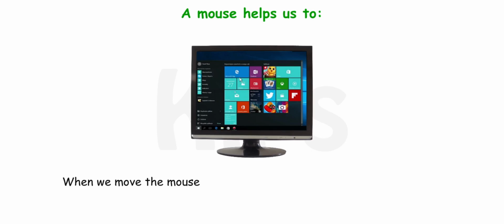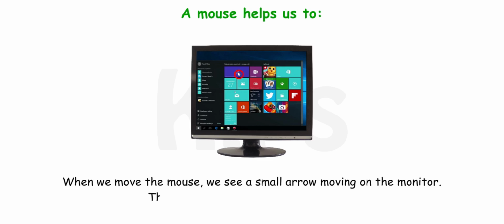When we move the mouse, we see a small arrow moving on the monitor. This arrow is called the mouse pointer.